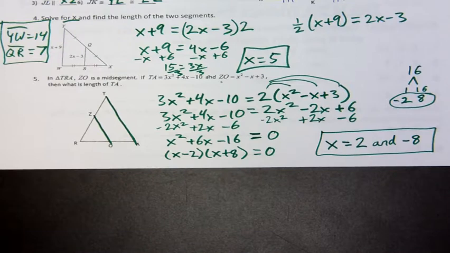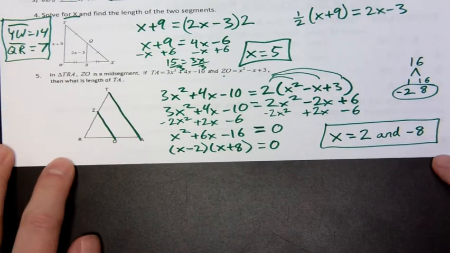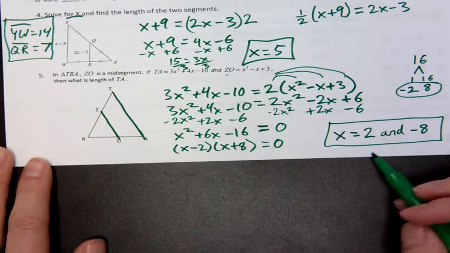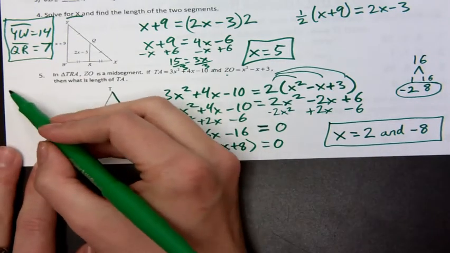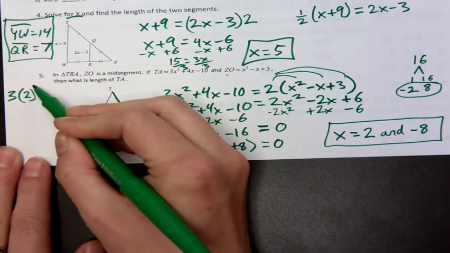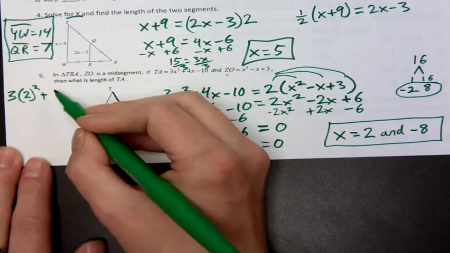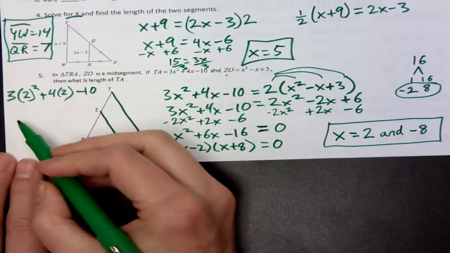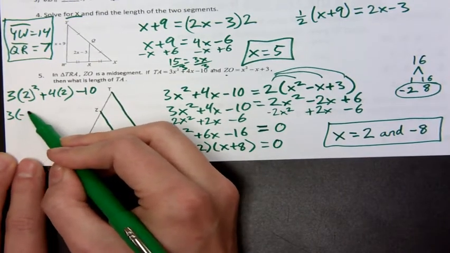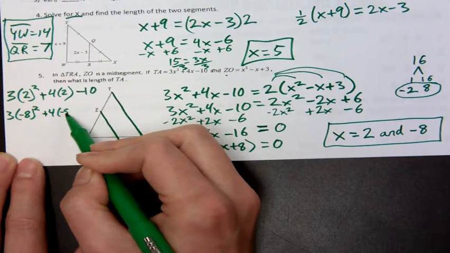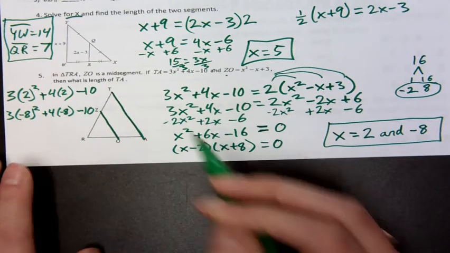Now, we can't ever have a negative distance, so we need to go back and check. And this one did ask for distance anyway. So I need to go back and check and say, do either of these work for distance? So I'm going to do 3 times 2 squared plus 4 times 2 minus 10. Or the other one would be 3 times negative 8 squared plus 4 times negative 8 minus 10.